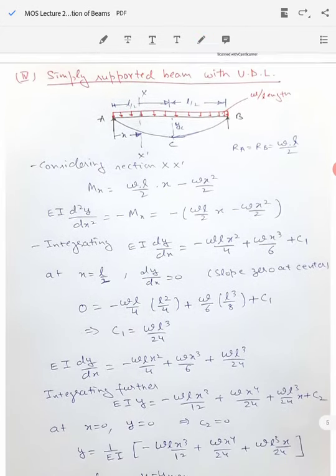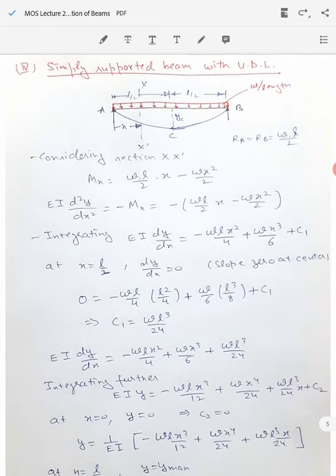Now the last case of today that we are going to consider is a simply supported beam with a uniformly distributed load. So you can see here the beam AB is subjected to a uniformly distributed load of W per unit length along the entire length of the beam. Exactly at the middle span we are going to see there will be maximum deflection, which is at x equal to L by 2 from the left end.